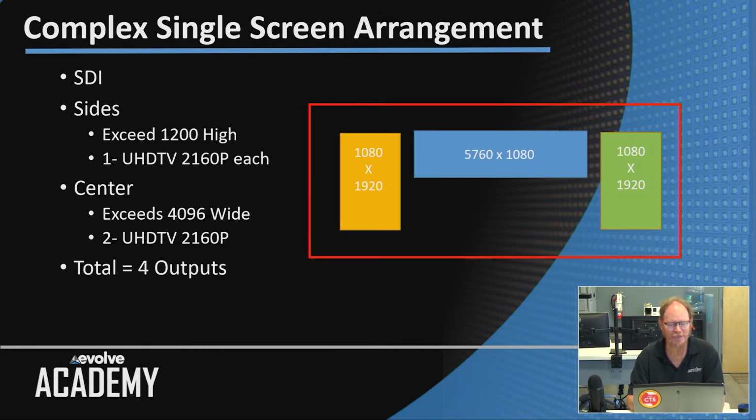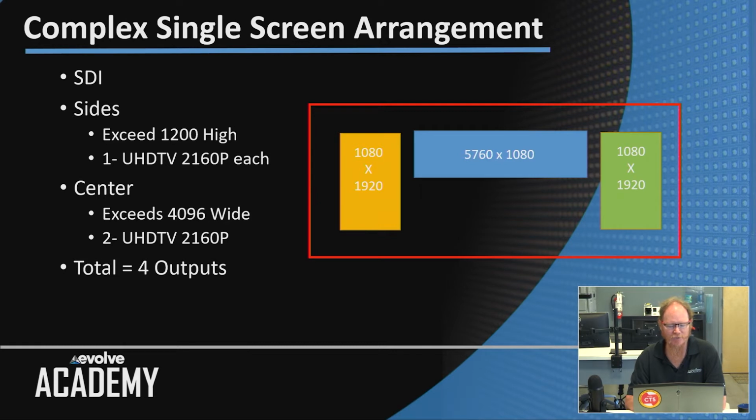So that exceeds 1200 tall, which is the maximum you can get on a... well, I could go... actually this is an error. I could do a 4K, a 12G output connector at 2160 high and make these sides work. So I'd need one connector for each side. So they're more than 1200, so one at 2160 each.